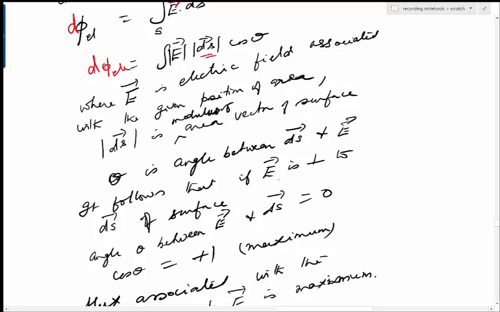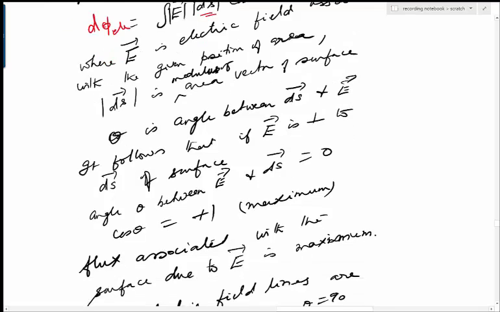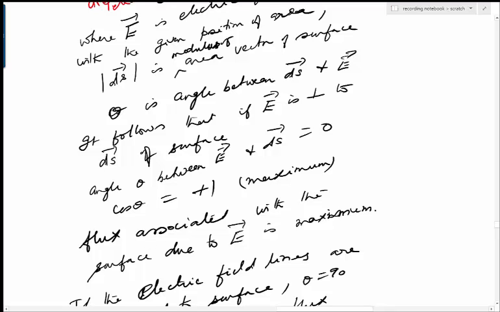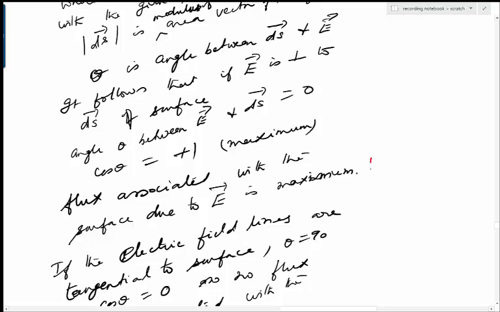If the E vector is perpendicular to the surface, that is, parallel to the ds vector, the angle theta between E and ds is 0 and cos theta will be 1. So the flux associated will be maximum and positive, because cos 0 is 1.